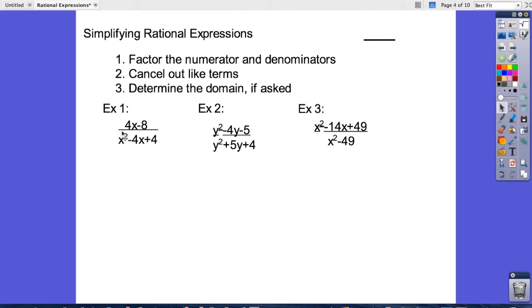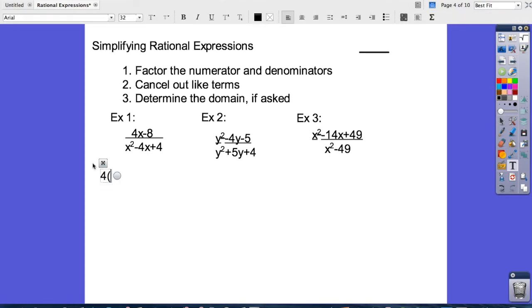So for example 1, let's take a look. If we're going to factor the numerator, we can figure out that the numerator has a 4 in common, so 4 times the quantity x minus 2. And on the denominator, using the x-box, we can come up with the quantity x minus 2 times the quantity x minus 2.